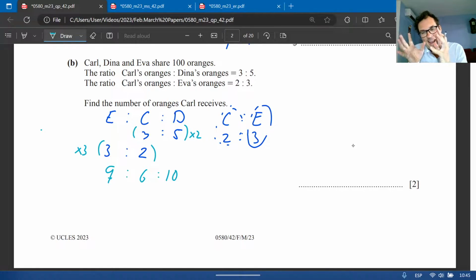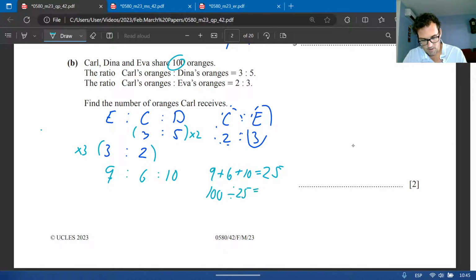Now all we need to do is what we did before, sharing out a ratio. It means if Eva gets 9 oranges, Carl gets 6 oranges, and Dina gets 10 oranges. If we gave them those oranges, we would be handing out a total of 25 oranges. But we're not handing out 25 oranges, we're handing out 100. So we need to keep giving Eva 9, Carl 6, and Dina 10 until we've handed out 100 oranges. To do that, we have to do it 4 times. So all we need to do now is multiply this ratio by 4.